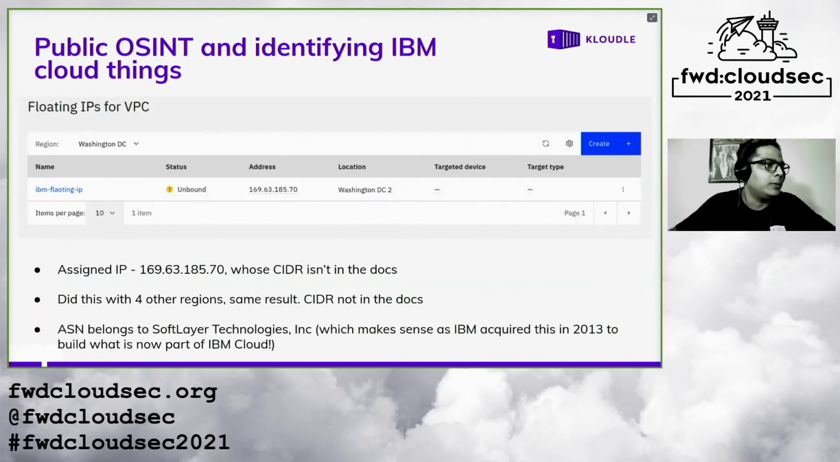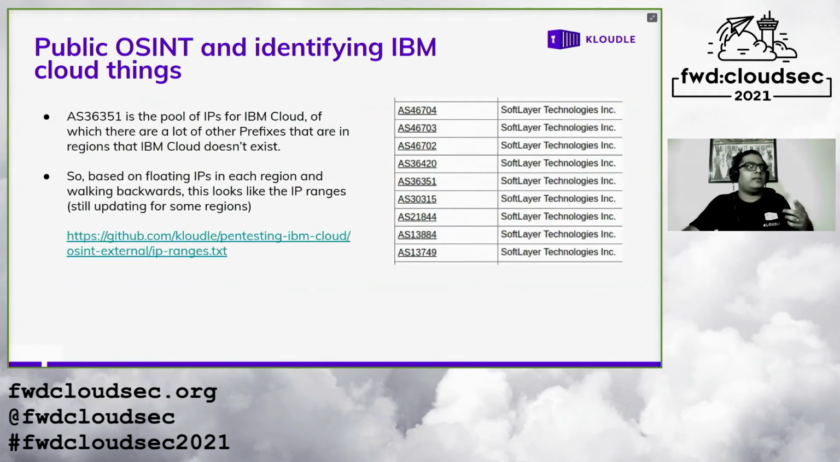range for IBM Cloud. So when I looked at the AS number for the IP addresses, it belongs to SoftLayer Technologies, which makes sense because IBM acquired this in 2013 to build what is now part of IBM Cloud, right? Along with AS36351, which is your primary pool of IP addresses for IBM Cloud, there are a bunch of IPv4 prefixes that point to other AS numbers. And I've made a note of all of these IP addresses inside that link there at ipranges.txt.